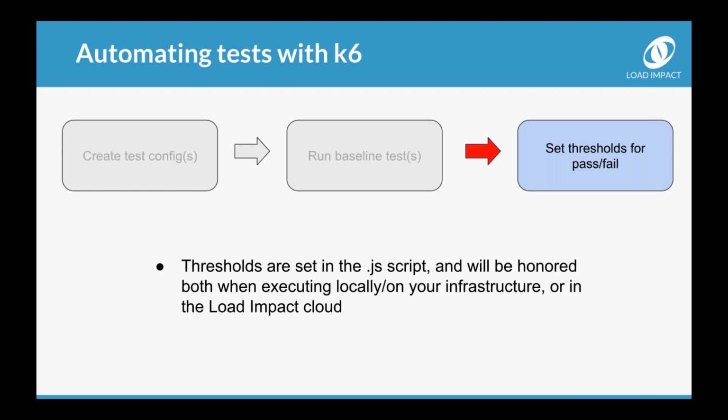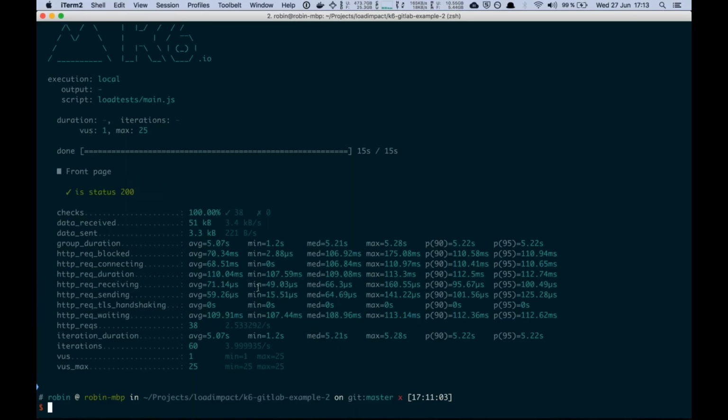Thresholds you want to set slightly above what you observe in your baseline test, as you want to fail the automation pipeline if you have a performance regression. So let's go have a look now in the terminal and see what we had as our response times here. We'll be looking at this metric here, the HTTP request duration, which is the total duration of responses. And we're going to look at the 95th percentile as the statistic that we're going to set up a threshold for. So we see here that the baseline response time at the 95th percentile is 112 milliseconds.